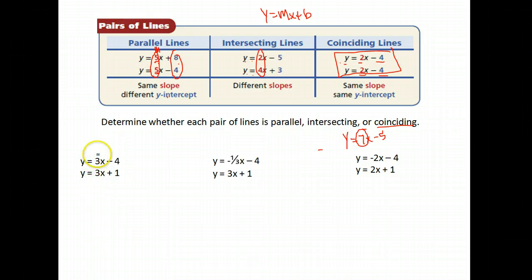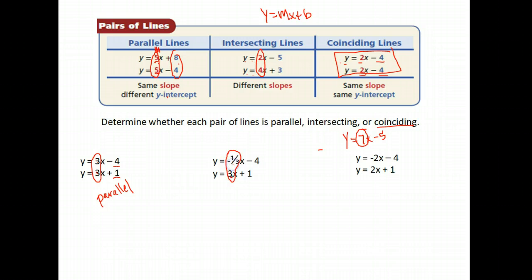Here's the first one. So first you compare the slope. Notice these both have a slope of 3, so they could be either parallel or exactly the same line. We check the ending. The endings are different, so that means these are just parallel. They're not exactly the same line. Let's check our next pair of lines.